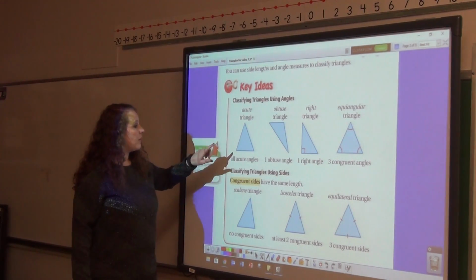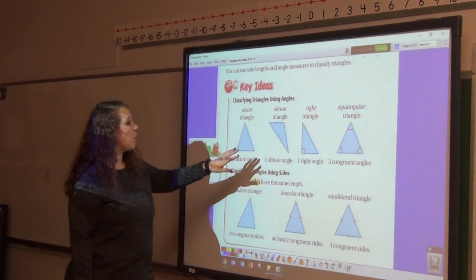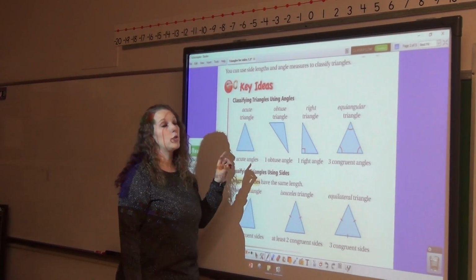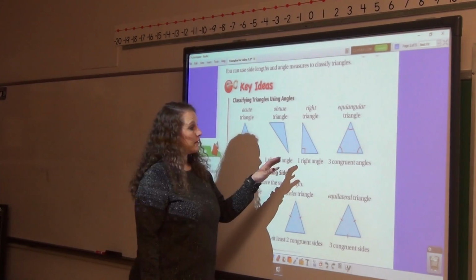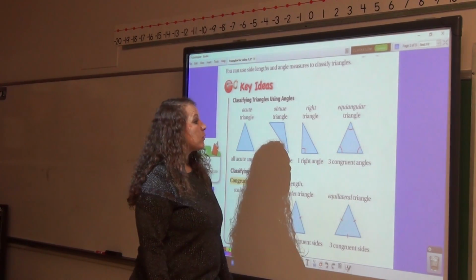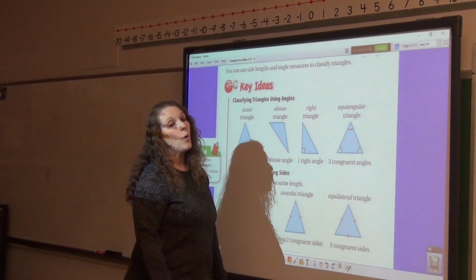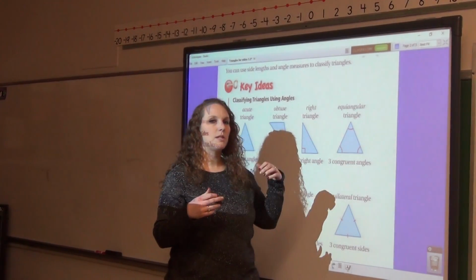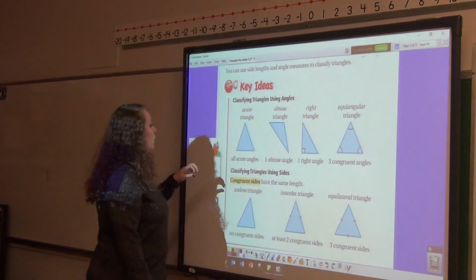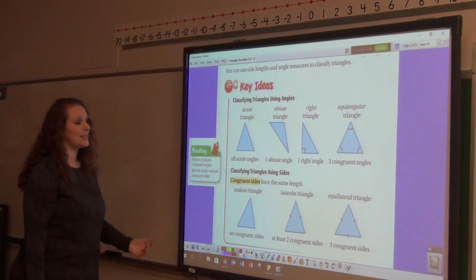If you have all acute angles, you have an acute triangle. If you have one obtuse angle, you have an obtuse triangle. If you have one right angle, it's a right triangle. And if you have three congruent angles, it is an equiangular triangle, which is also acute because if it's equiangular, all the angles equal 60 degrees, which are acute, because they're less than 90.